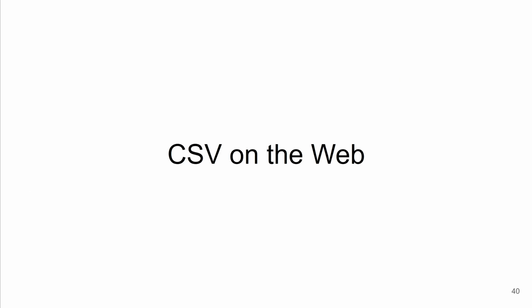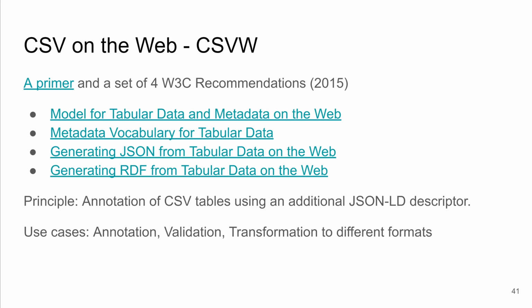The CSV on the web is the most recent standardization effort regarding CSV files. It is an actual web standard, and it is a set of 4 individual W3C recommendations from 2015, and it has the same use cases as any other schema language. So those are annotation, explaining what is in the data, validation, allowing users to determine whether a given file is valid or not against a schema. However, there is a third use case here, and that is transformation to different formats.